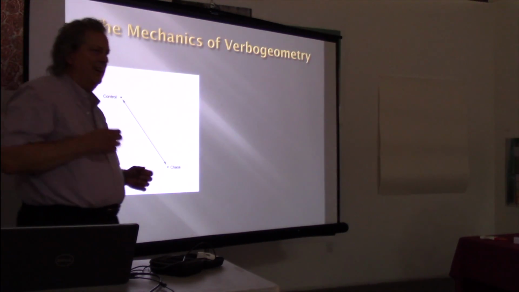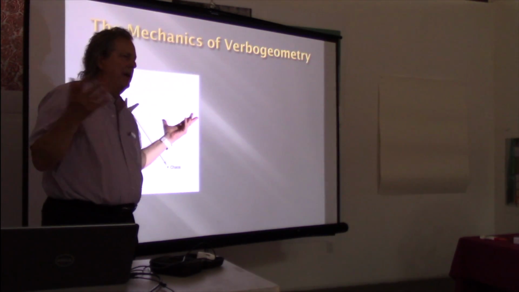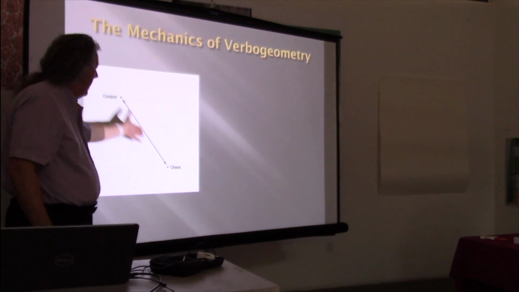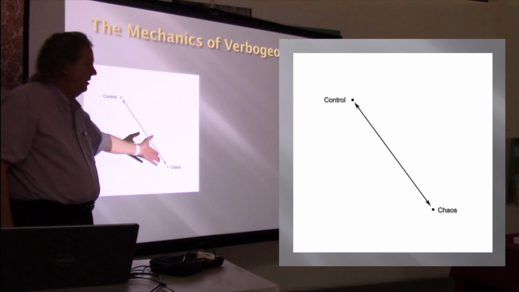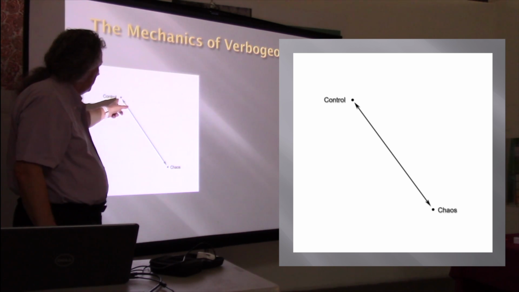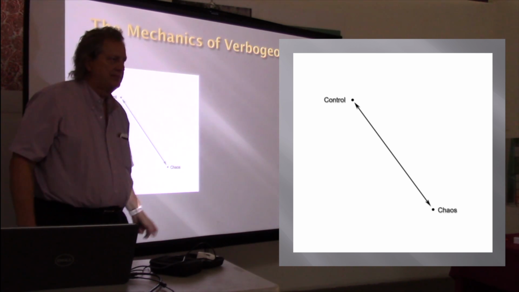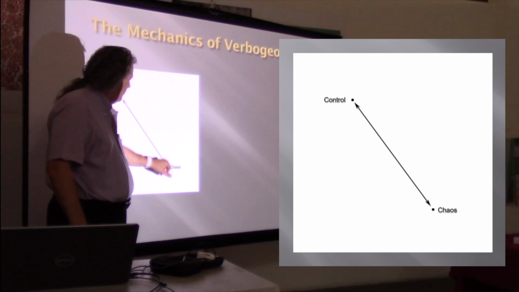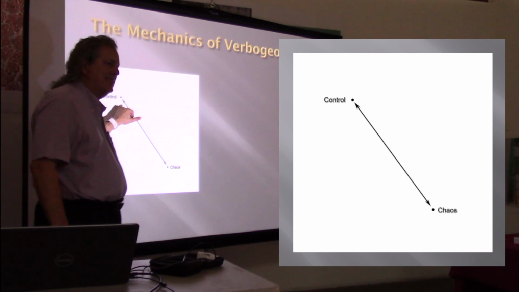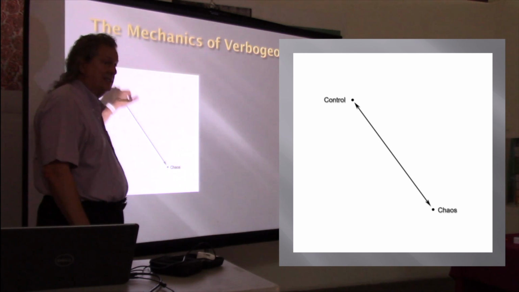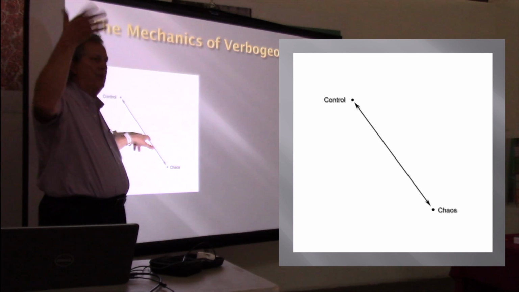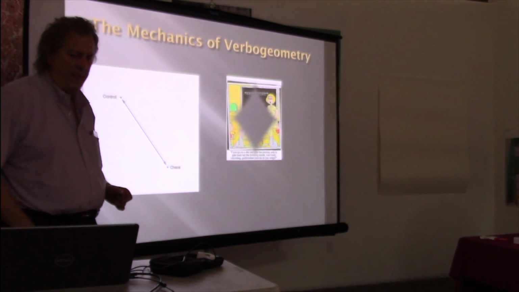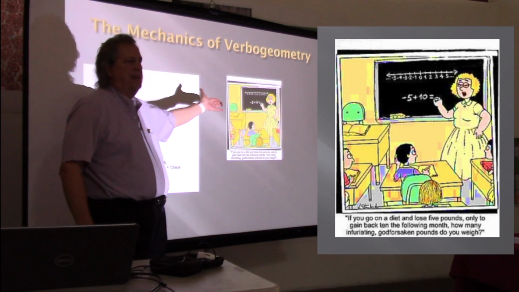So let's talk about what I call verbogeometry, basically mapping concepts in space. Here we can have a one-dimensional axis, and we put the concept of control at one end and chaos at the other. Okay? So we can have a gradient, a variation of ideas, concepts across this axis. Here in the middle we have halfway between chaos and control. Kind of like what we looked at a while ago.